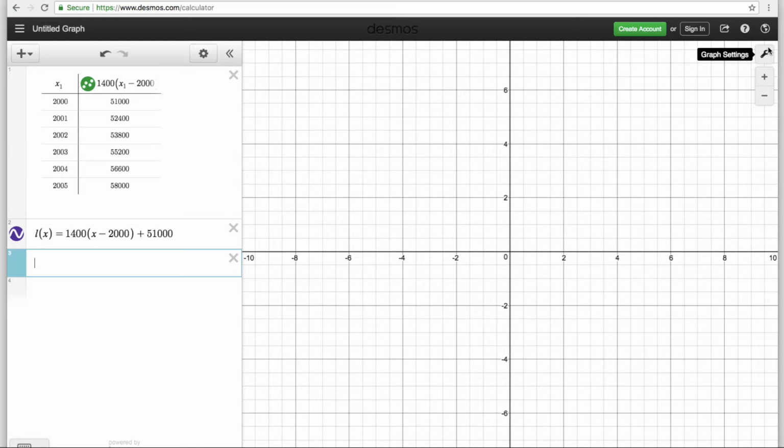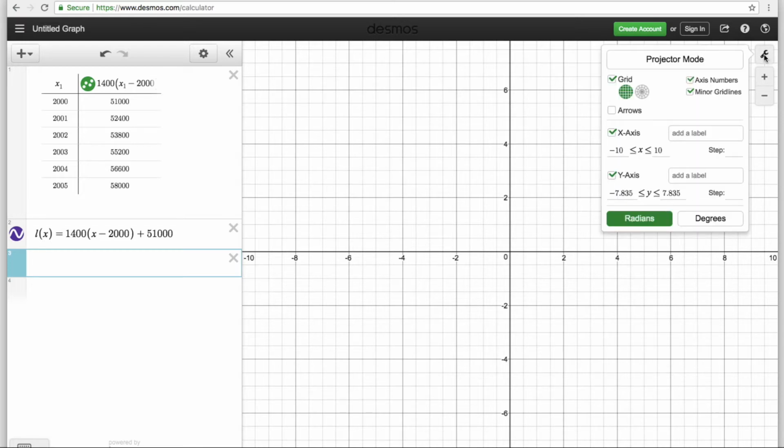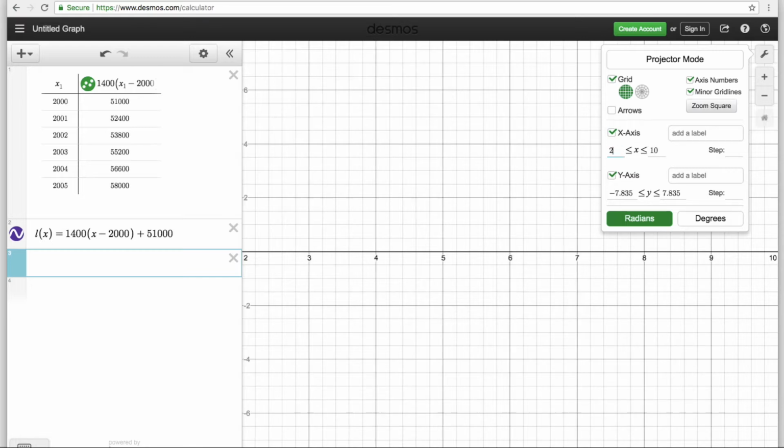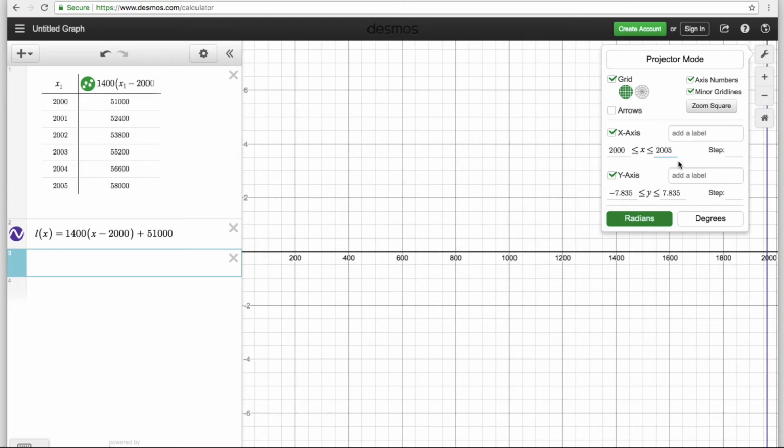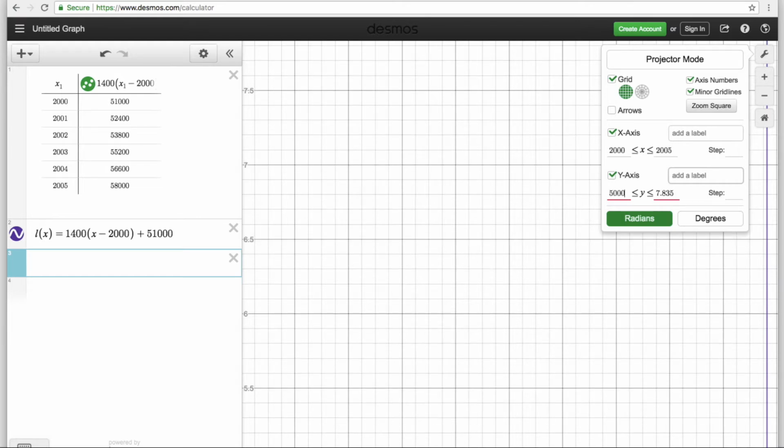So we need to go to our graph settings over in the top right. It looks like a wrench. And we're going to have to change our x and y axis. So our x-axis, that's our input, is going to range from 2000 to 2005. Still don't see anything. That's because our y-axis is not in the right zone. So we're going to start at 50,000 up to 60,000.